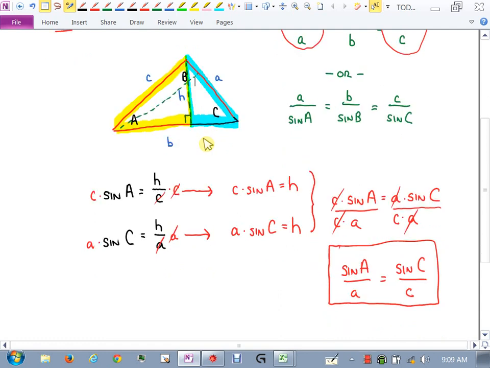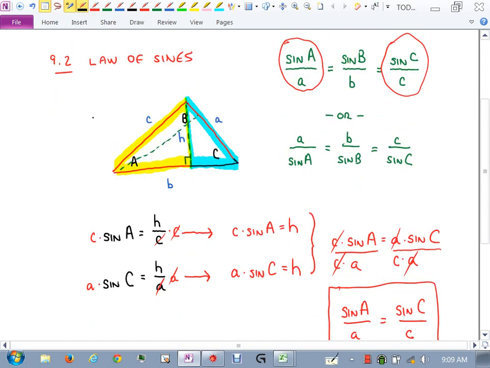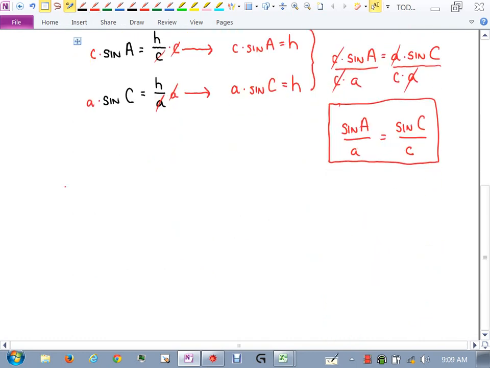Okay, so using that, let's see how we can apply that to something. Let's say that we have the following example. So this was note, let's call that 921. Let's say I have a triangle that looks like this.